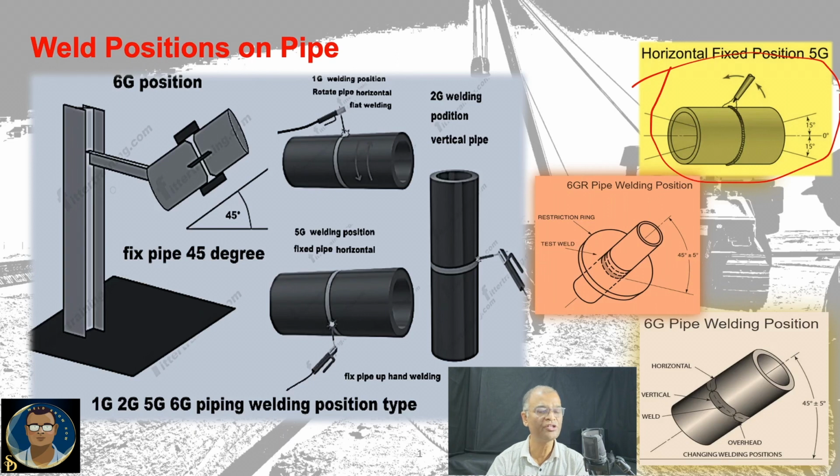But a 5G position qualified welder is not qualified to weld 2G as well as 6G position of a pipe. So it is better to qualify welders always in 6G position to have flexibility on positions. There is another term, 5GR and 6GR. R means rotated. This position is generally used to facilitate the welder to weld always in flat position. The pipe is being rotated so that the welder can weld downhand, which is flat position.